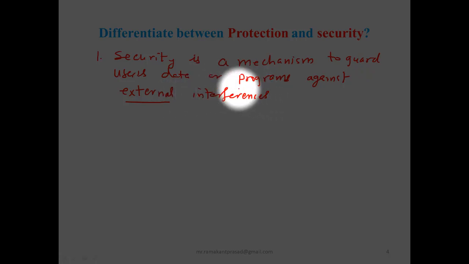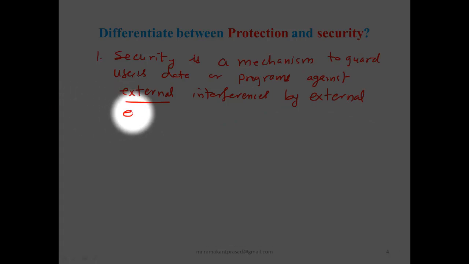External interferences by external entities. External entities means those which are not part of the operating system. So these are the unauthorized users. We can say that external entities are unauthorized users.